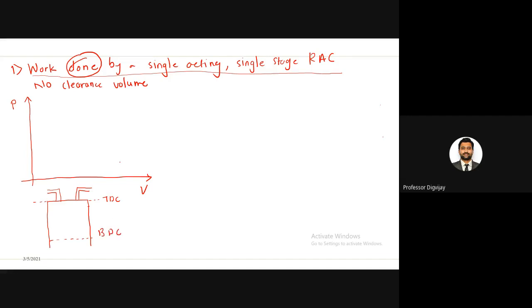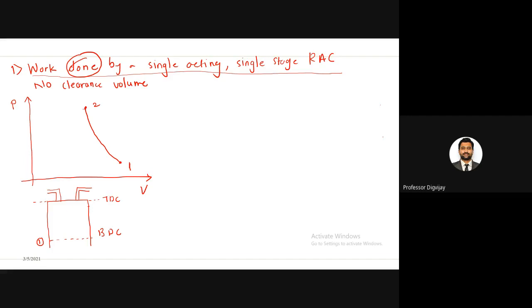Now I'll take a point 1 here. 1 means the piston is at BDC, and it is starting to compress the air. So the compression will be like this, and it will reach point 2. Now point 2, what is point 2? It is the discharge pressure. That means at this pressure, the compressed air will be delivered.